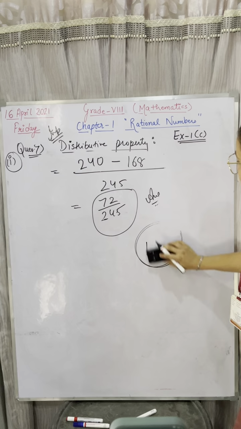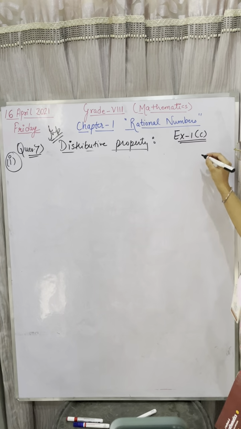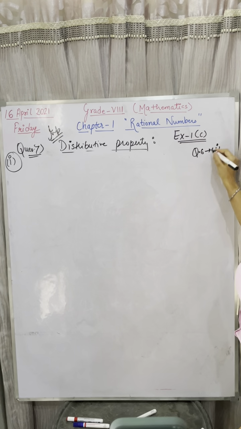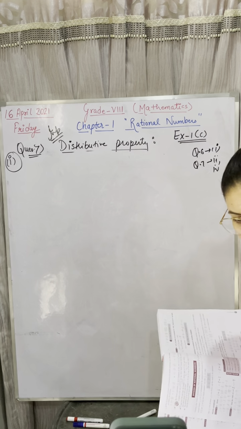Please note down. I'm giving you parts for the homework. Note down question 6, I have given the first part. Question 7, I'm giving you the second part and fourth part. Quickly mark these questions in the book. These parts are the homework.